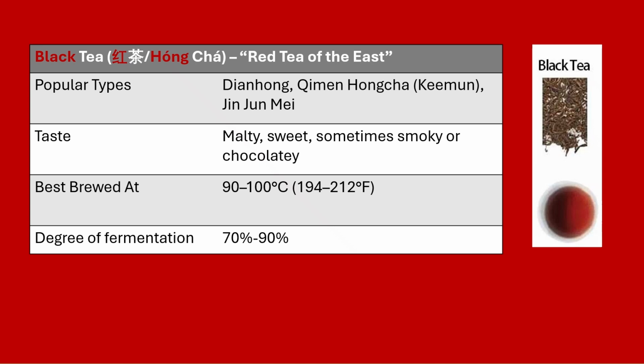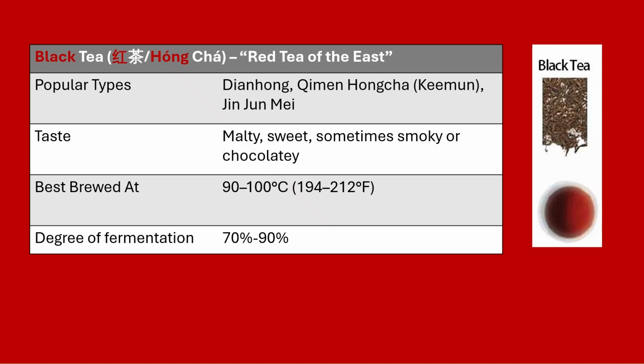In Chinese, black tea is actually called Hong Cha, meaning red tea literally, because of the color of the brew. It's fully oxidized, giving it a bold flavor and rich aroma. This is a type of tea that traveled the Silk Road, won hearts in Europe, and became the base for English breakfast blends. Red tea of the East is the symbol of black tea.